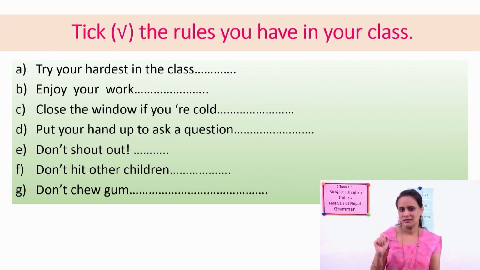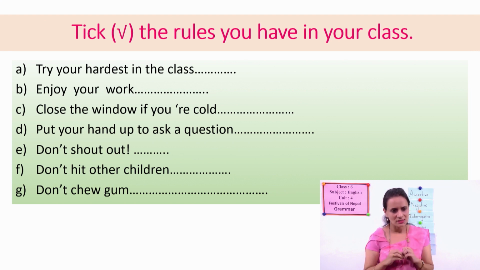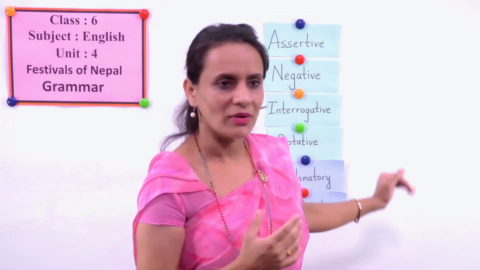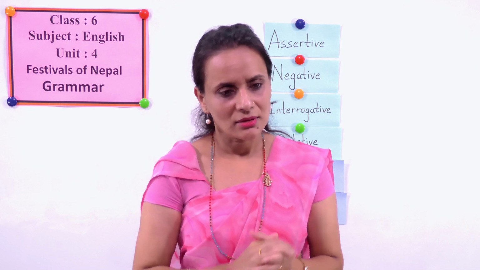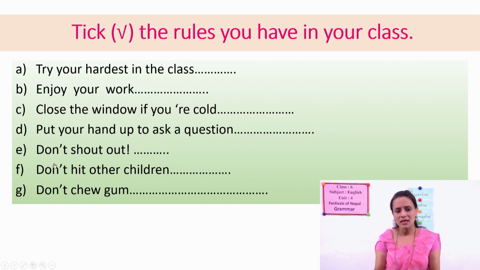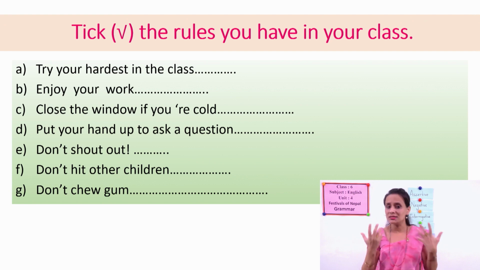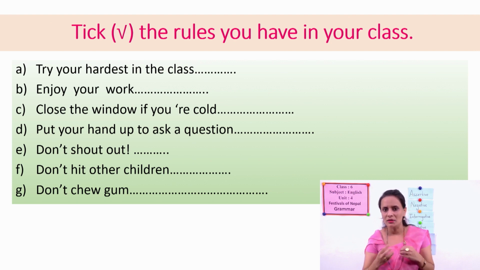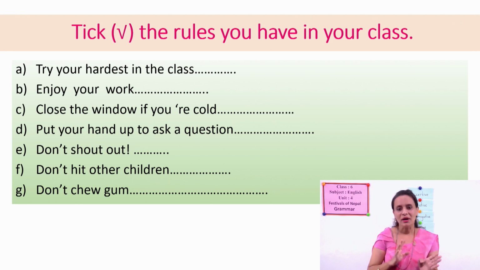So you have to tick it. Okay. And what type of sentence is it? We have done different types of sentences, isn't it? So, what type of sentences are these? Just like, see, it's try, enjoy, close, put, don't. These all sentences start with what? These all sentences start with a verb. Very good. And someone is giving an order or command, isn't it? So, what type of sentence is it? Imperative. Very good. These all are the imperative sentences.